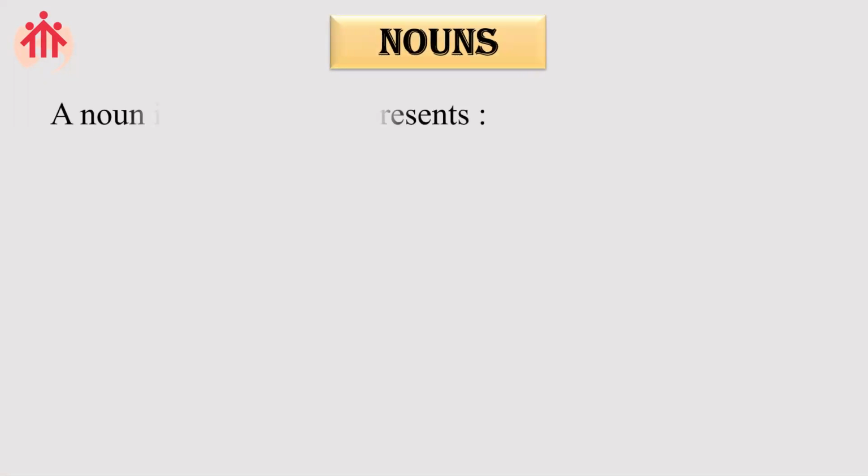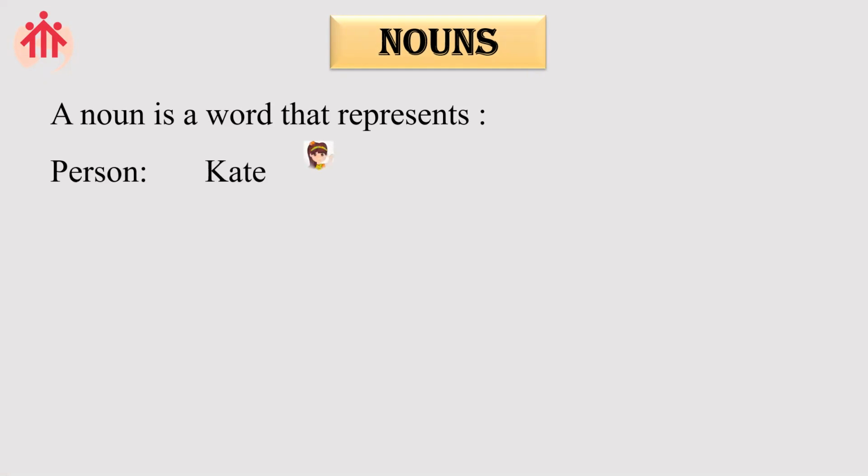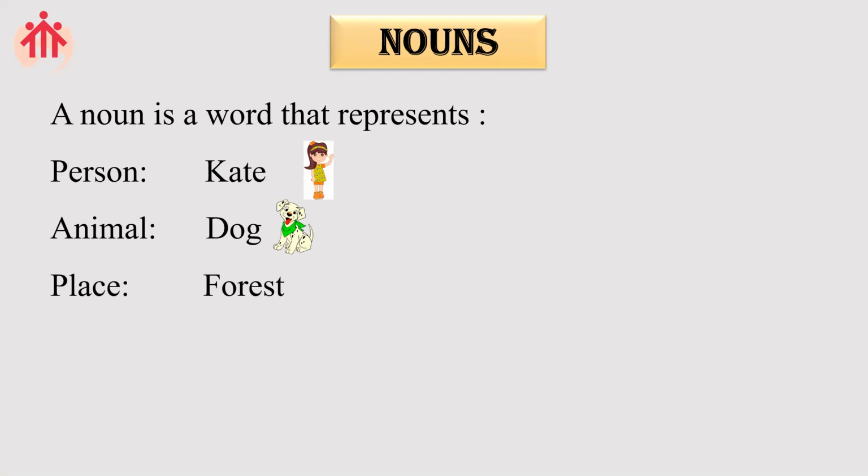Nouns. A noun is a word that represents a person, Kate, for example. Kate is a proper noun. Animal, a dog. Place, a forest. Or things, like a car.